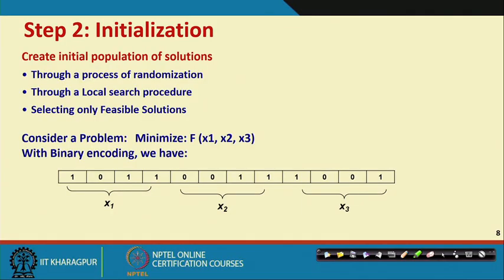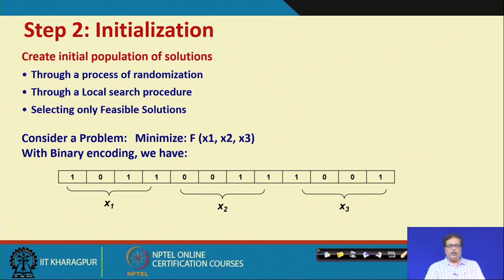In case of mapping the solution to your coding set. Now comes the initialization. The initialization means that we have to first create the population for the first generation, we have to begin somewhere. This is done through a process of randomization, through a local search procedure, and selecting only feasible solutions.